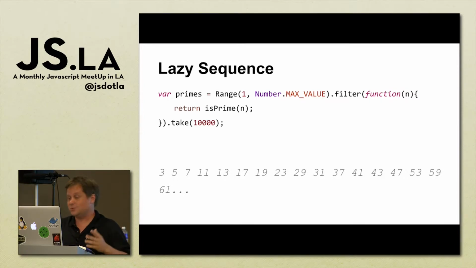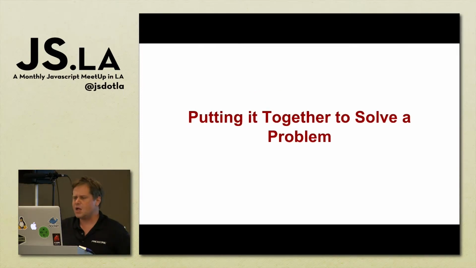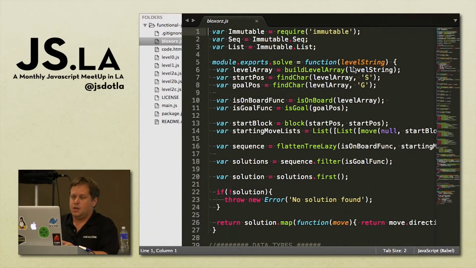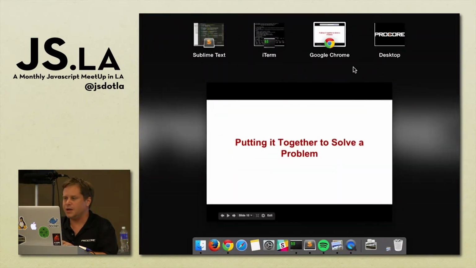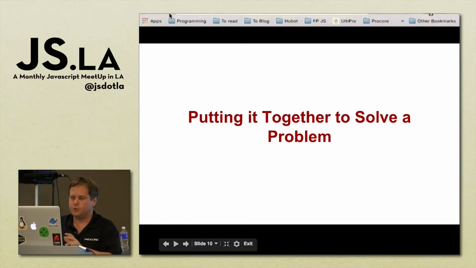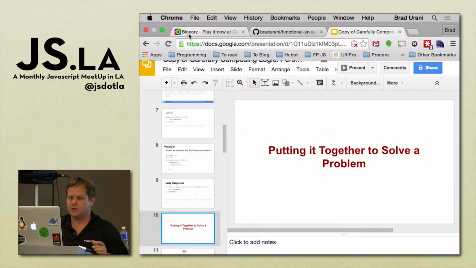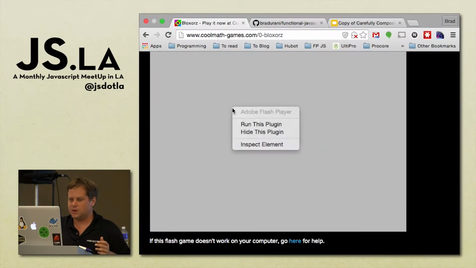So what's really cool is we're going to combine these lazy sequences and immutable data structures. So I'm going to put this together to solve a problem. This is a problem I ran into when I took a course on Coursera called The Principles of Functional Programming in Scala, taught by Martin Odersky, who's the inventor of Scala.